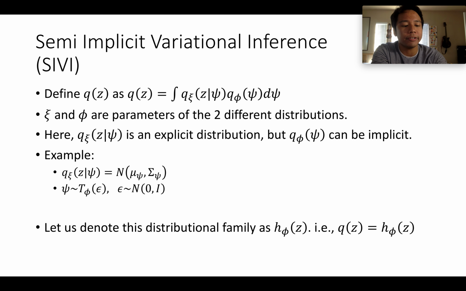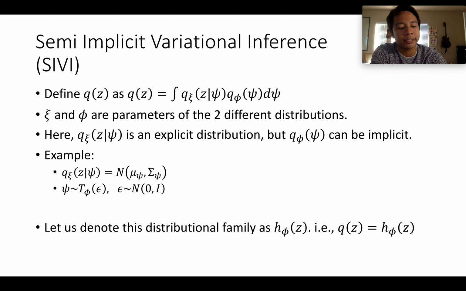So the idea of SIVI is to define q(z) by breaking it up into q(z|psi) and q_phi(psi). Here, psi and phi are the parameters of both distributions respectively. q(z|psi) is an explicit distribution, such as a Gaussian, but q_phi(psi) can be an implicit distribution, where we need only to be able to sample from the psis. Because of this, q_phi(psi) can be made to be very expressive.